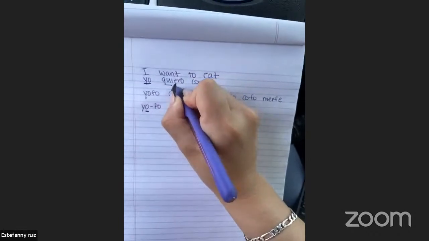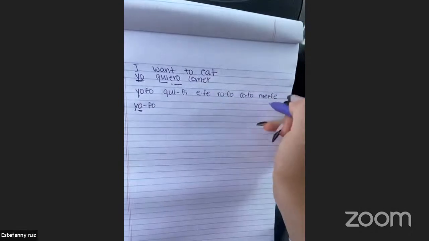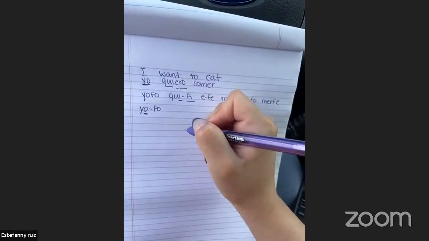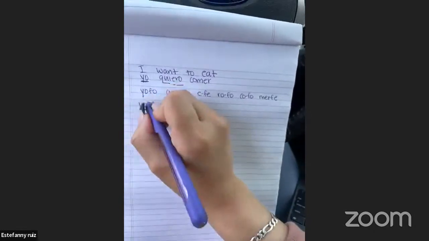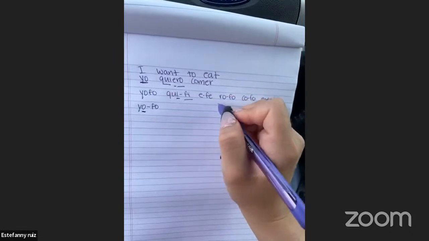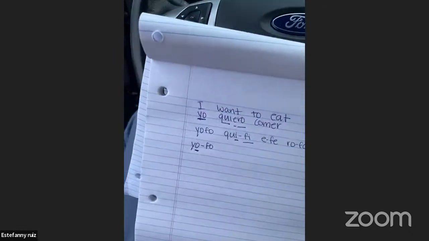So you break quiero into 3, and then you just add the fa, fe, fi, fo, fu, which is fi for quiero because of the I. And then the way it would sound is yofo, kifi, efe, rofo, kofo, merfe. So this is just a way of communicating with another person that knows this dialect.